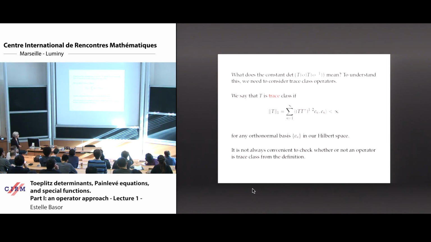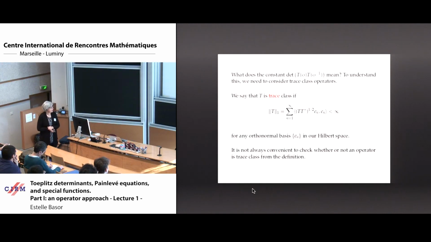So trace class operators satisfy a condition that says if you take any orthonormal basis, and you have to be able to take any, that if you take tt star to the 1/2 and take the diagonal of that, that sum has to be finite. And so that's the definition. But the fact is, this definition is hard to check. It's not something that's easy to check. So they're a nice class of operators, but what we want is an easier way to check.